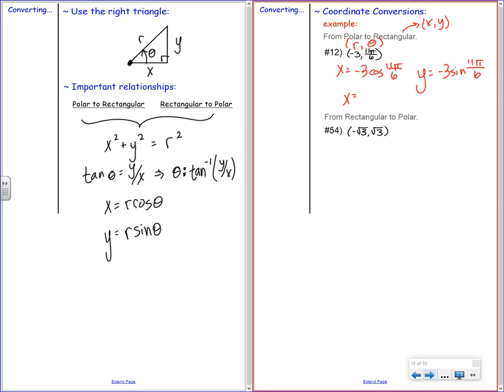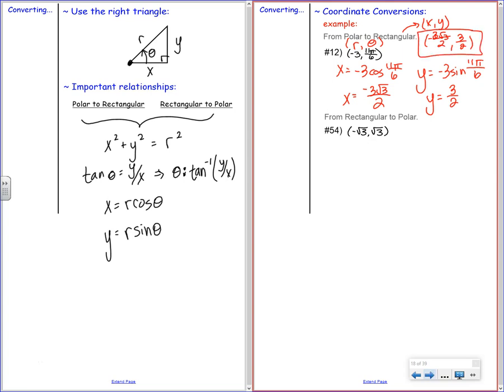Over a lot, down a little, over a lot, that's going to be negative 3 root 3 over 2. y is going to equal down a little. That's negative 1/2. Negative 1/2 times negative 3 is positive 3/2. I can get to my point and say, no problem. Negative 3 root 3 over 2, 3/2.